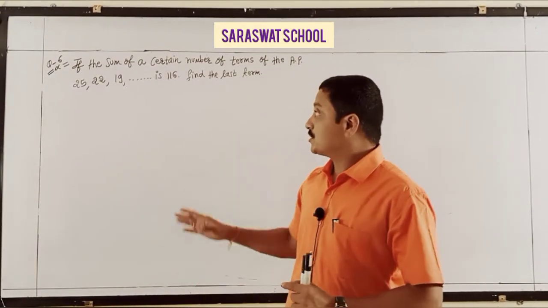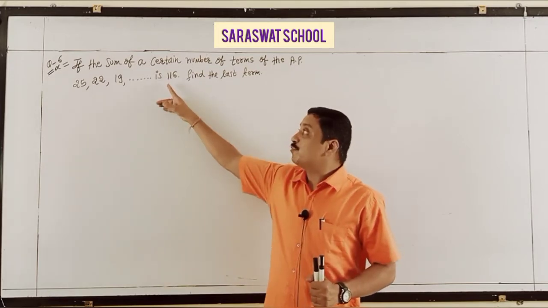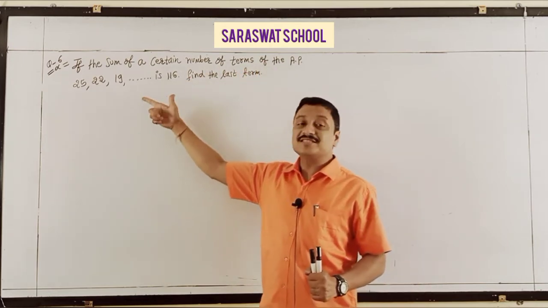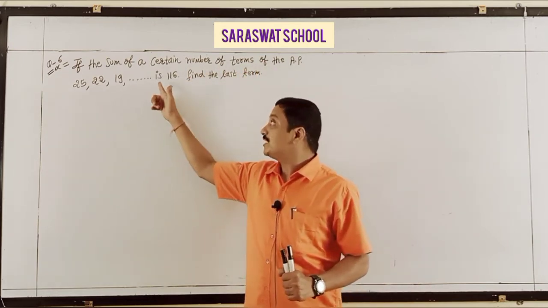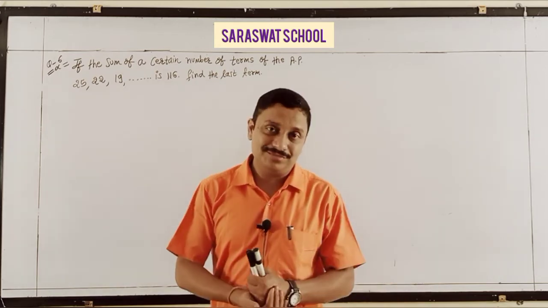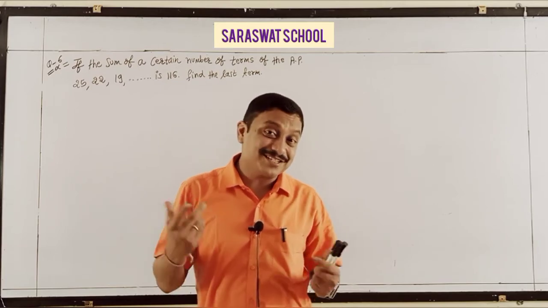Now, continue, students. Question number 6. It's a very easy numerical. If the sum of a certain number of terms of an AP, 25, 22, 19, and so on, is 116, find the last term. It means first I define the number of terms, and after that I go to the last term.